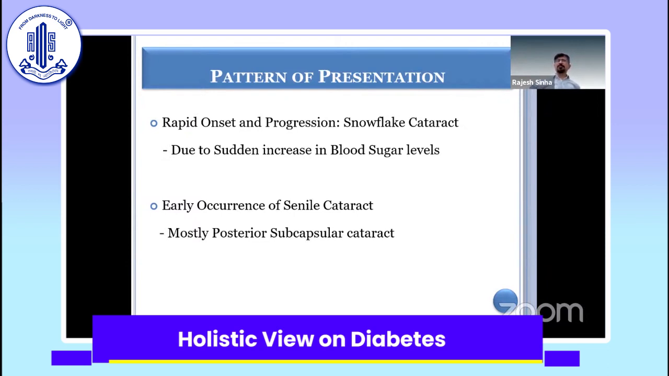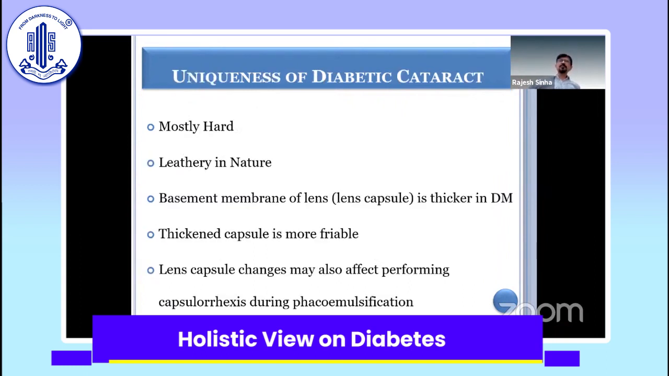Now, as far as the pattern of presentation is concerned, it can present like a typical snowflake cataract, but that is seen only particularly in young individuals, particularly when there is a rapid onset and progression due to a sudden, rapid increase in blood sugar level, causing rapid opacification of the lens, and that results in snowflake cataract. Otherwise, in routine diabetics, you get to see patients with cataract at an earlier age.